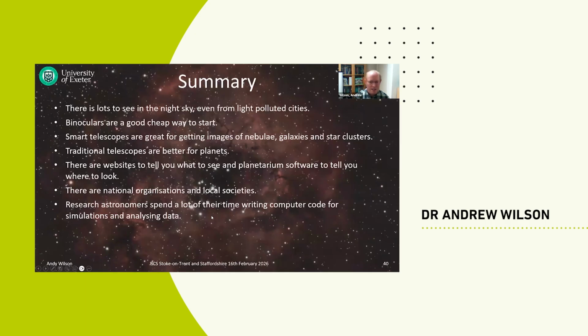So just to summarise, there's a lot to see in the night sky, and you can even do it from light polluted cities. The smart telescopes can be quite good for cutting through light pollution, and you can see the moon and planets even with light pollution. Binoculars are a good way to start. Smart telescopes are a great way of getting images of nebulae, galaxies, and star clusters, while traditional telescopes are better for planets. There are websites to tell you what to see and planetarium software to tell you where to look, as well as national organisations and local societies to help you get started. And research astronomers spend a lot of our time writing computer code for simulations and analysing data. Thank you.